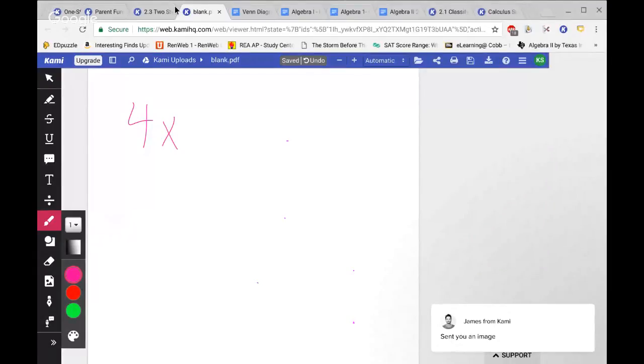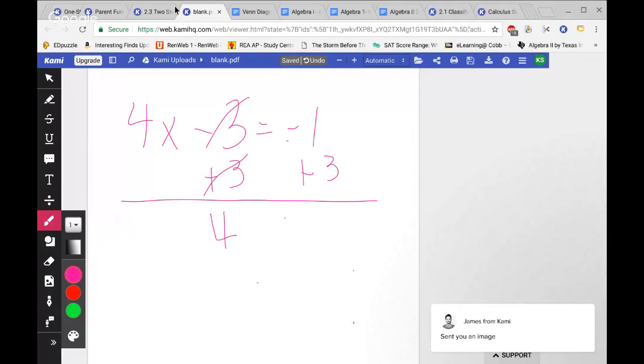Four x minus 3 equals negative 1. Is that right? Yes. Okay, so plus 3, because we always want to do the addition and subtraction first. And then that's going to cancel out, and we're going to have 4x equals 2. And then we're going to divide both sides by 4. And we're going to get x equals 1/2 or 0.5.